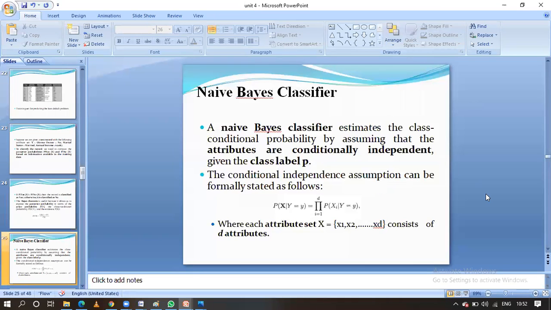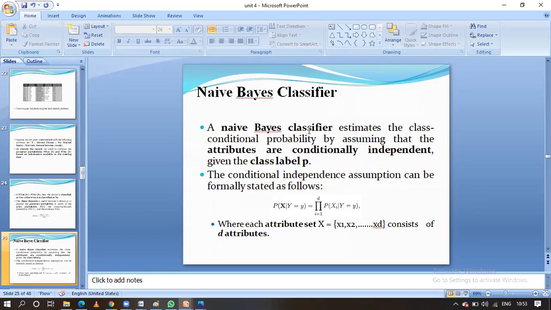Let us proceed to the next one, guys, that is the Naive Bayes classifier. Coming to the Bayes classifiers, there are mainly two classifiers. The first one is the Naive Bayes classifier, and the second one is the Bayesian belief network. These are the two classifiers related to Bayes. The first one we are going to discuss, guys.